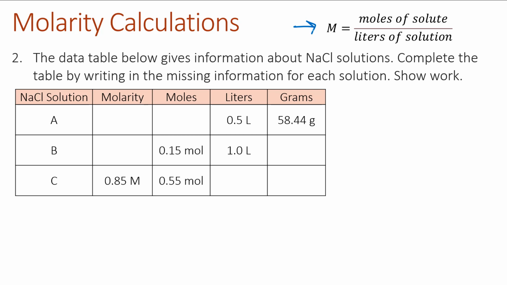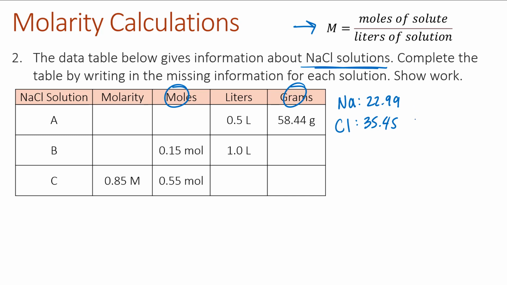Now, we notice on this chart that we have both moles and grams. So that tells me that I'm going to probably need to find the molar mass for these solutions. And all of these are NaCl solutions. So to find the molar mass of NaCl, Na has a mass of 22.99 and Cl has a mass of 35.45. So these values are just coming from our periodic table.